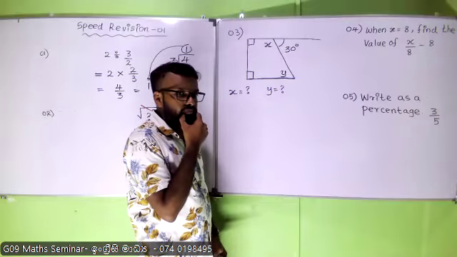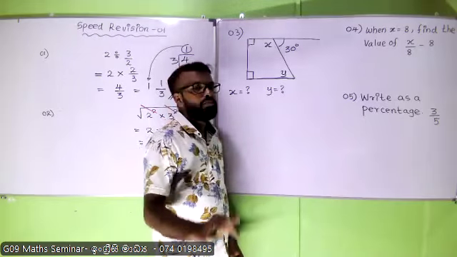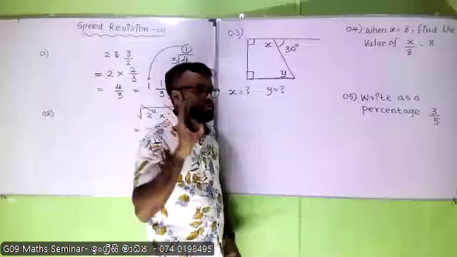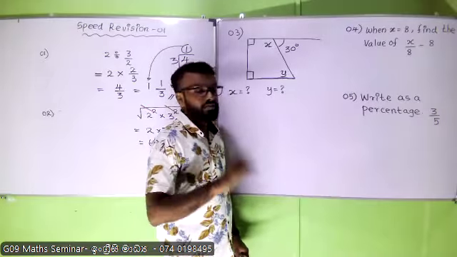180 minus 30. Sum of angles on a straight line minus 30 degrees equals 150 degrees. Super. Excellent. Yes, that is the full answer.